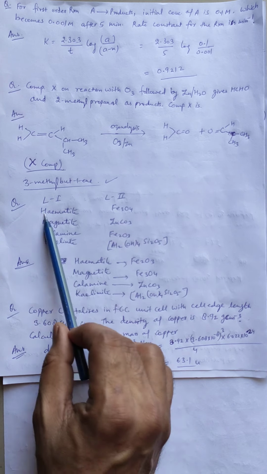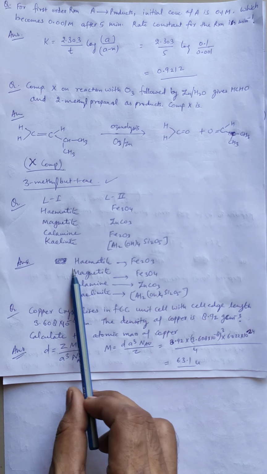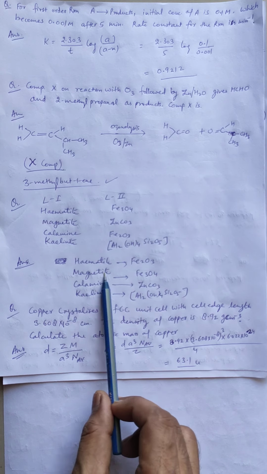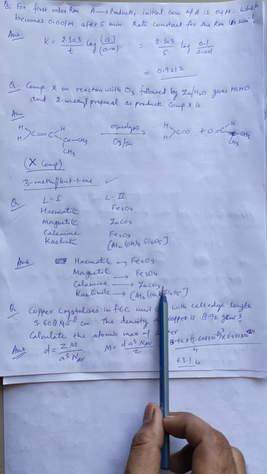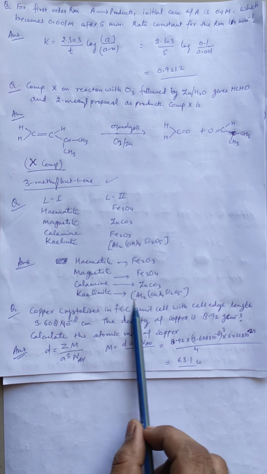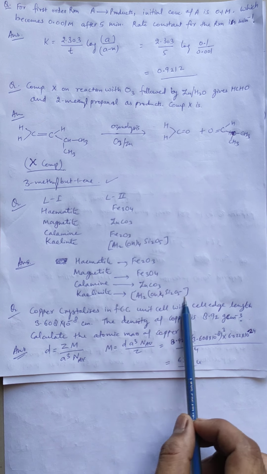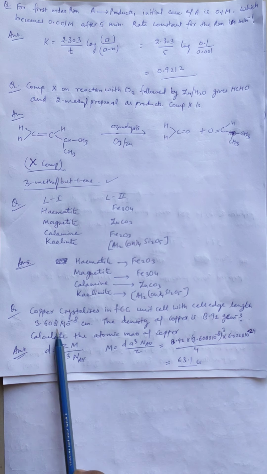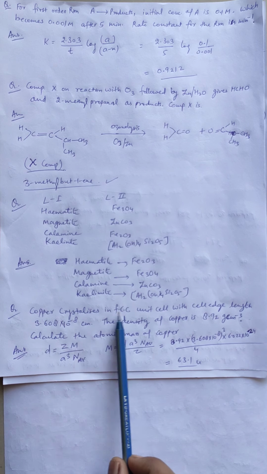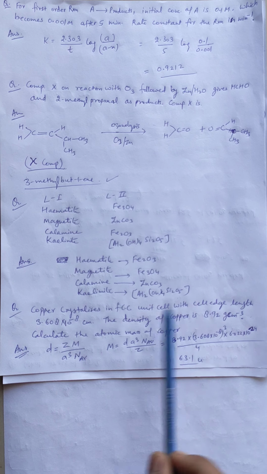Now the next is list 1, list 2. In this, these are the ores. Hematite ore is Fe2O3, magnetite is Fe3O4, calamine is ZnCO3, and kaolinite is Al2(OH)4Si2O5.